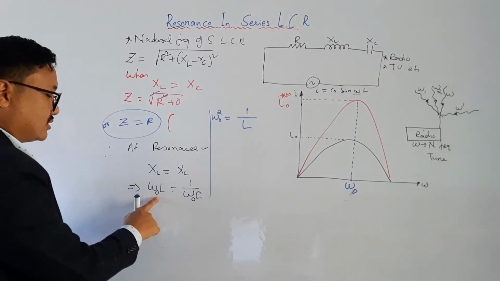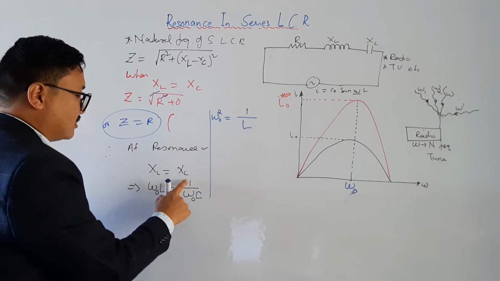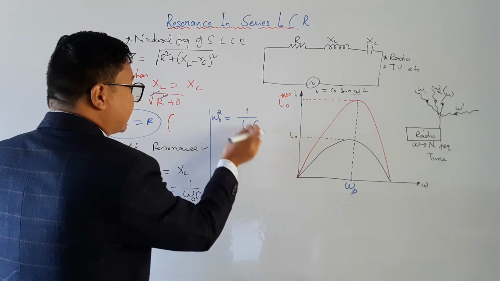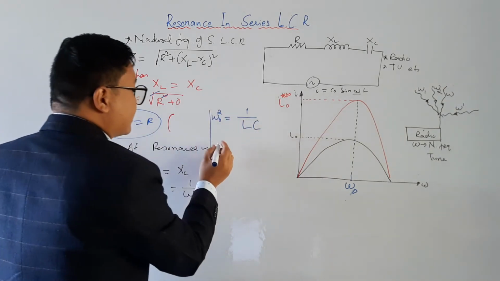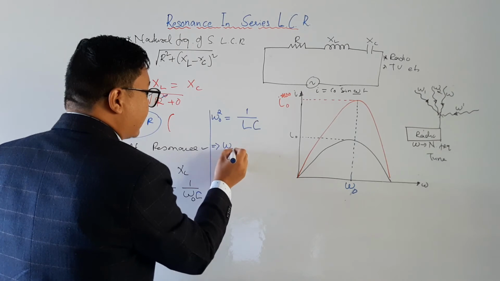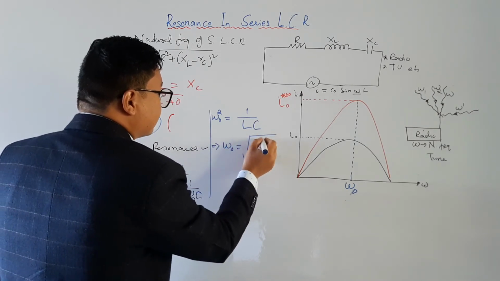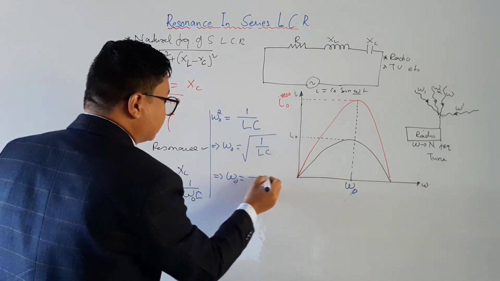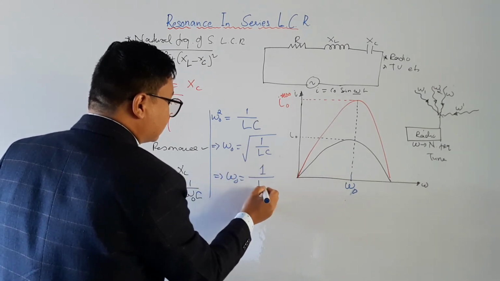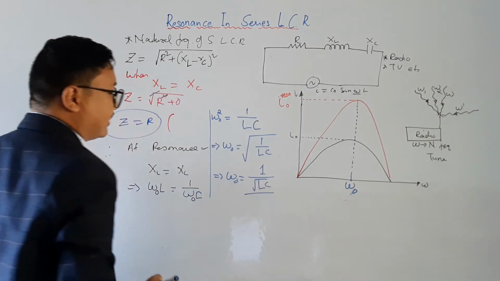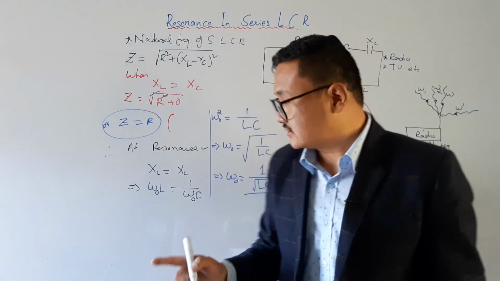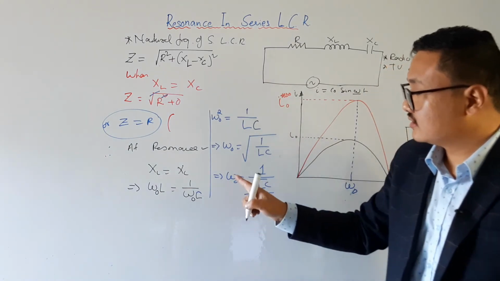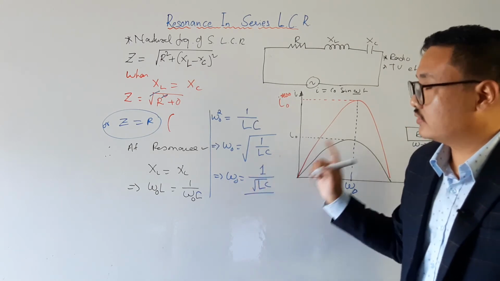So omega naught squared is equal to 1 by LC, and this will finally give me omega naught is equal to 1 by root LC. So this is the equation for what? Resonance frequency. What is the value of resonance frequency? Resonance frequency is equal to 1 by under root LC.